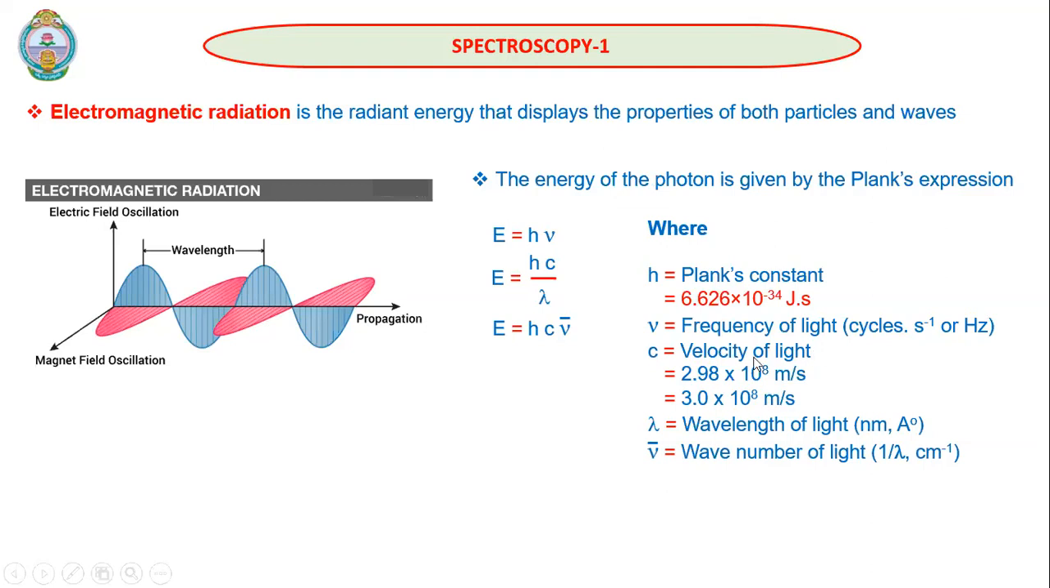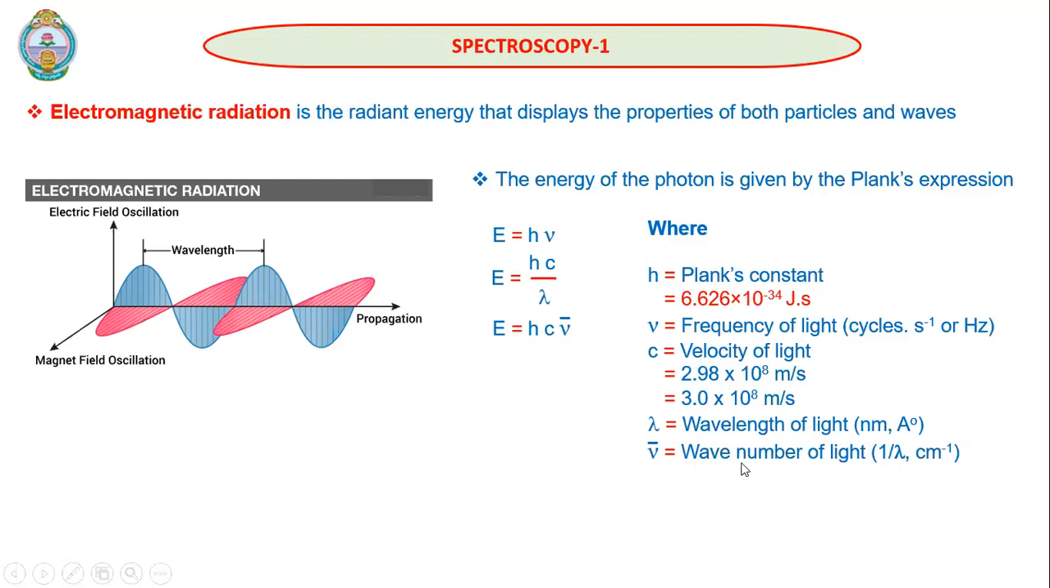C is the velocity of light, which is again a constant value. Its value is 2.98 into 10 power 8 meters per second, or in general we can take it as 3 into 10 power 8 meters per second. Lambda is the wavelength of the light. Since it is a length, we use the units as centimeters or meters.